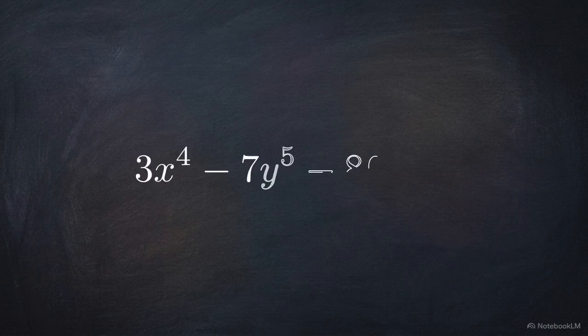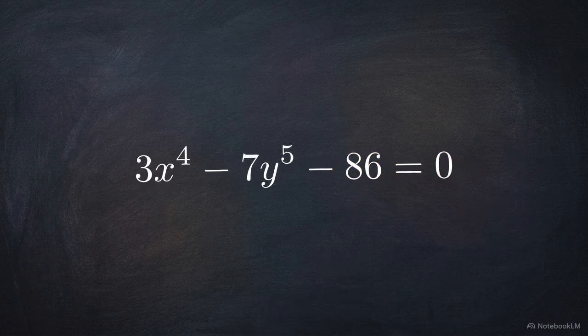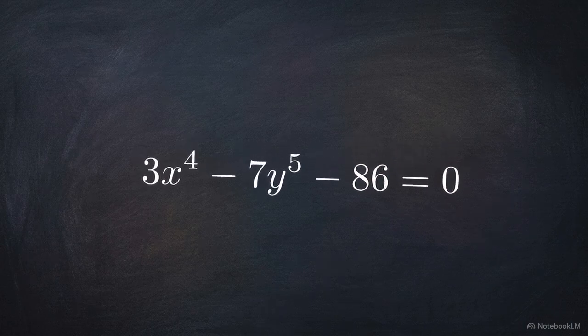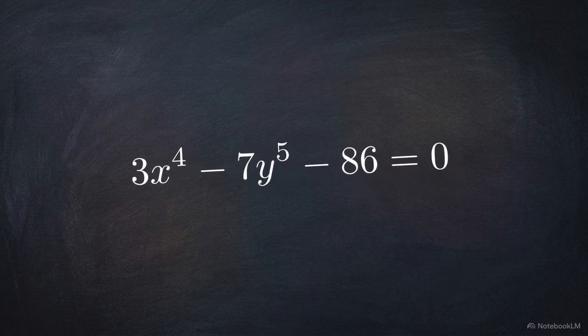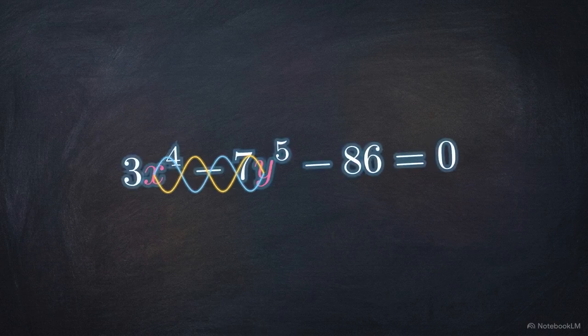Welcome to the explainer. Look at this equation. 3x to the fourth minus 7y to the fifth minus 86 equals 0. In physics and economics, variables rarely sit on opposite sides of an equal sign. Here, they are bound in an implicit function.